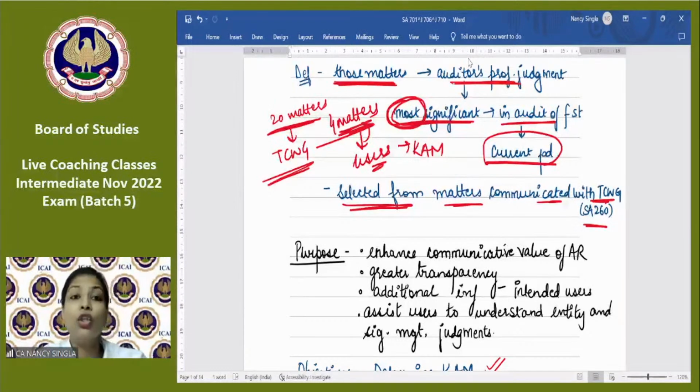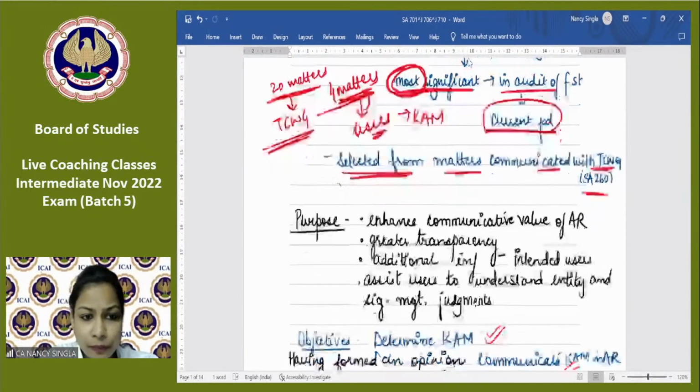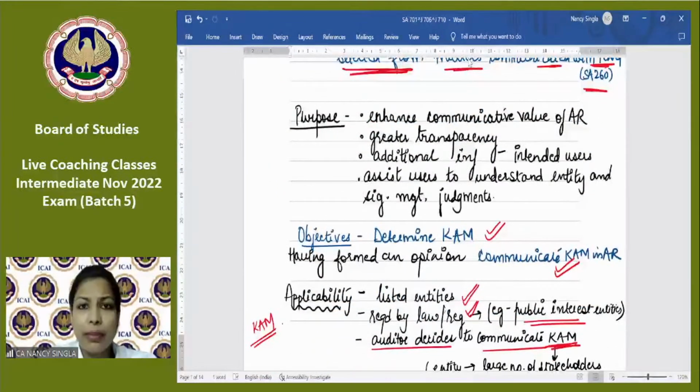As in terms of SA 260. ठीक है। तो जो मैटर्स SA 260 में आपने those charged with governance से किए, suppose 20 मैटर्स हैं, उसमें से 4 मैटर्स जो आपको लगता है ना most significant हैं, that will be key audit matters. Hopefully, your doubt is clear now, ठीक है. Now, what is the purpose?